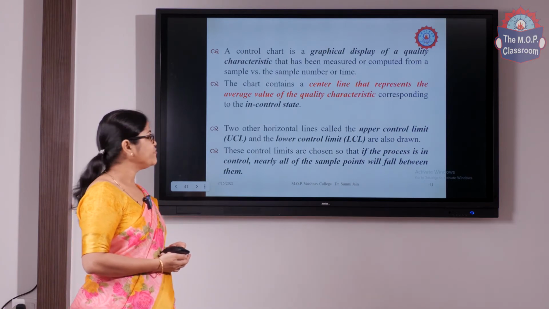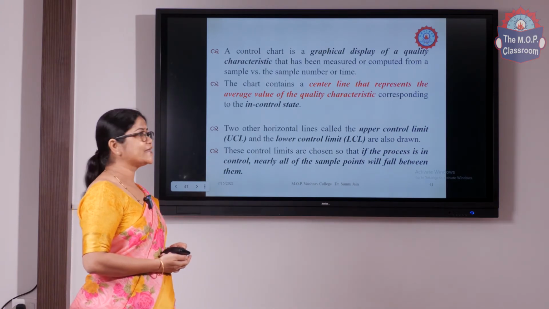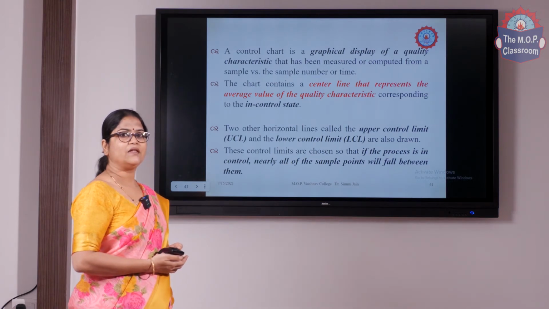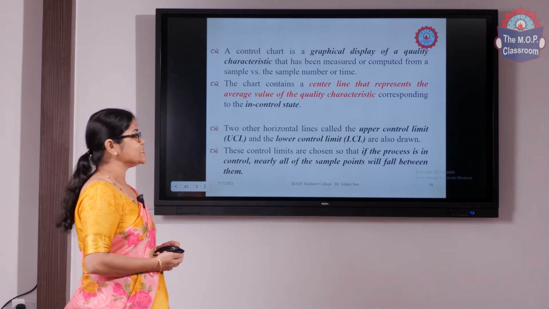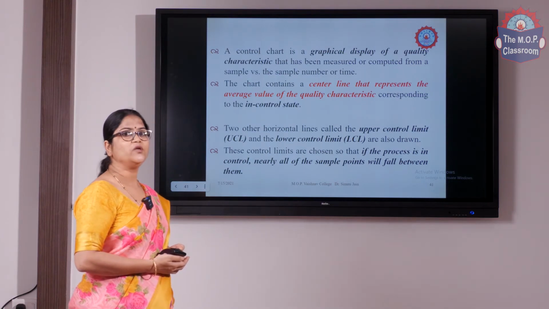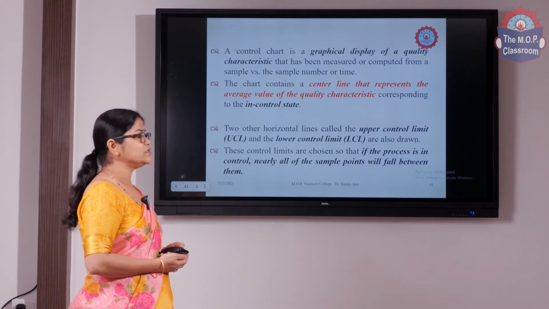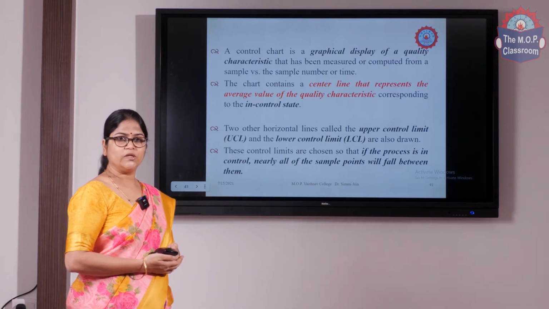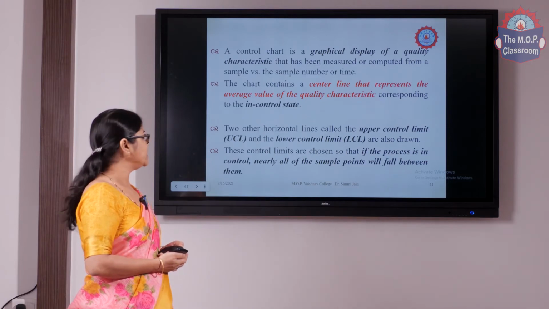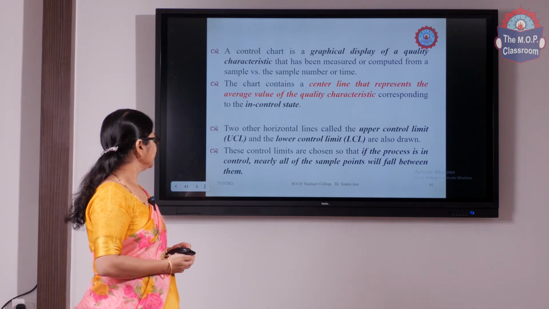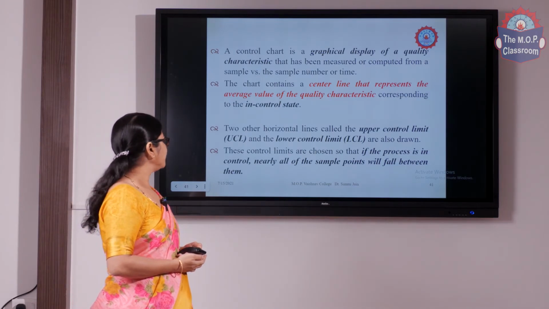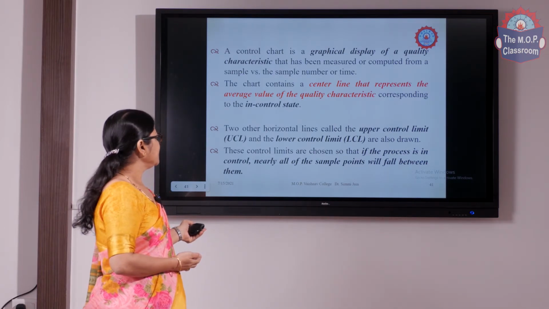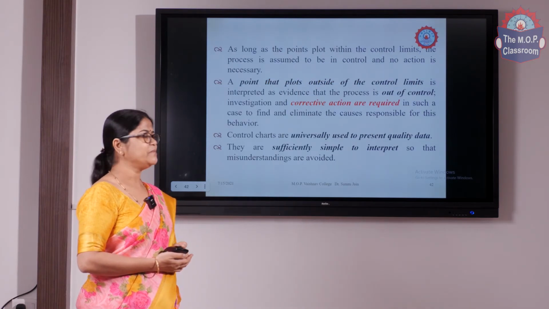A control chart is a graphical display of quality characteristics that can be measured or computed from a sample versus the sample number or time. The chart contains a center line that represents the average value of the quality characteristic corresponding to the in control state. The other two horizontal lines called the upper control limit UCL and the lower control limit LCL are also drawn. These control limits are chosen so that if the process is in control, nearly all of the sample points will fall between the upper control limit and the lower control limit.